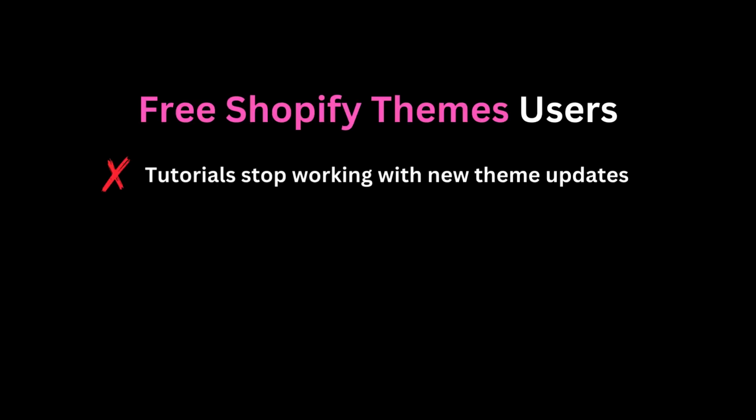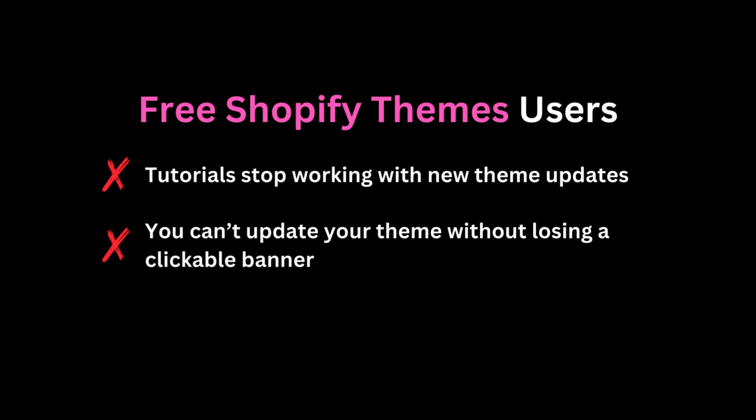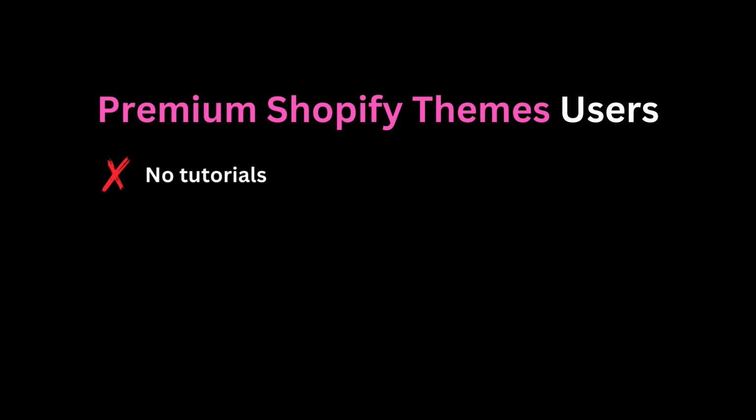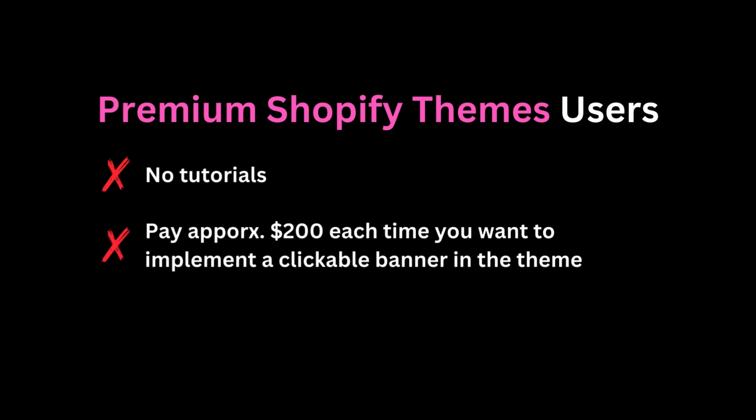When Shopify releases a new theme update, those tutorials stop working and you can't update your theme and benefit from new awesome features because otherwise you will lose your custom coded clickable banner. Another problem is that if you use premium themes, there are no tutorials on implementing clickable image banners. So you have to hire a developer and pay at least $200 to implement a clickable banner into your premium theme. The worst part is that you will have to do it repeatedly with each new theme update.